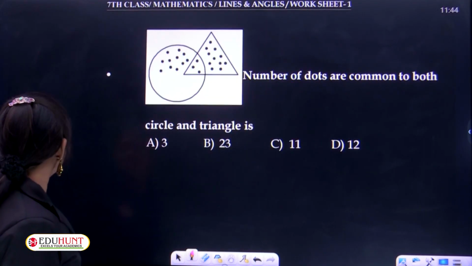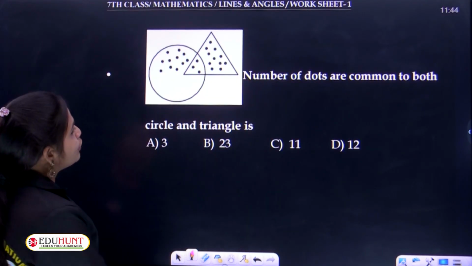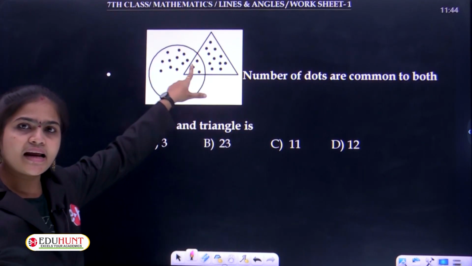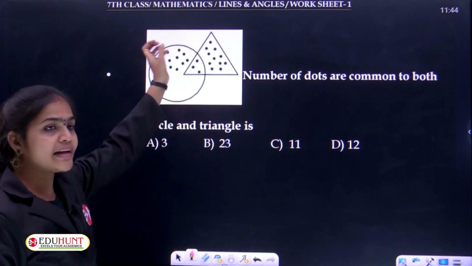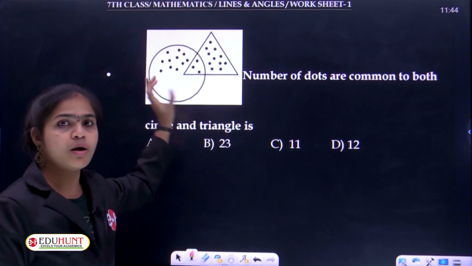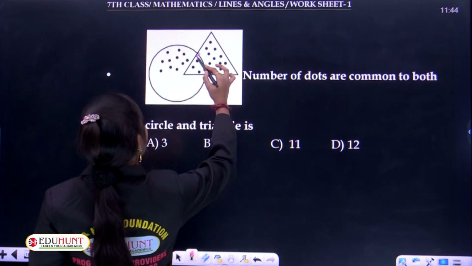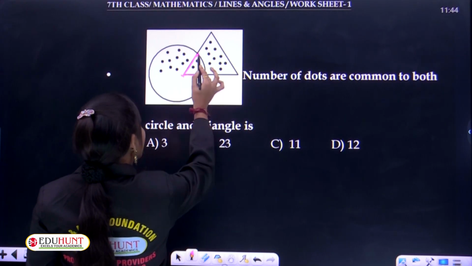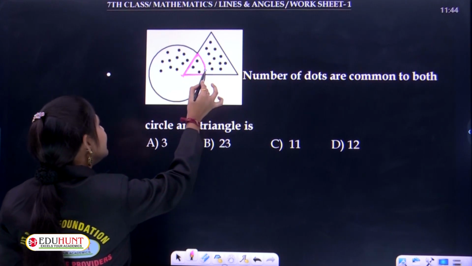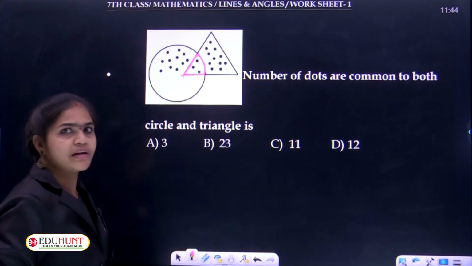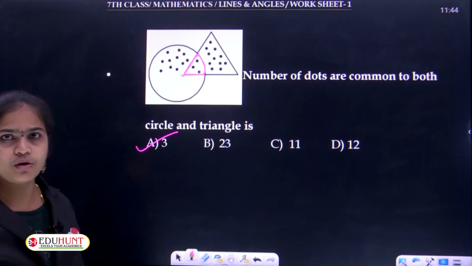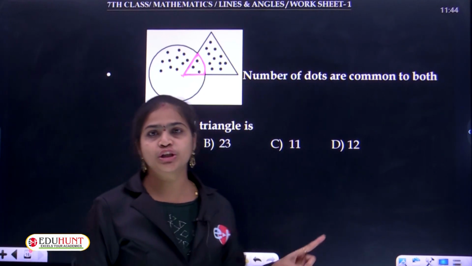And next one we are having here. Yes, see that. Number of dots common to both circle and triangle. Here we are having a circle and a triangle, and inside the circle and triangle we are having some dots. Common dots means here this is the common area. This is the common part of the circle, and in the same way the triangle also. In this part how many points are there, ma? Here 3 points are there. Then what is the answer? Option A. Okay. So up to here the enrichment worksheet is also completed, ma.